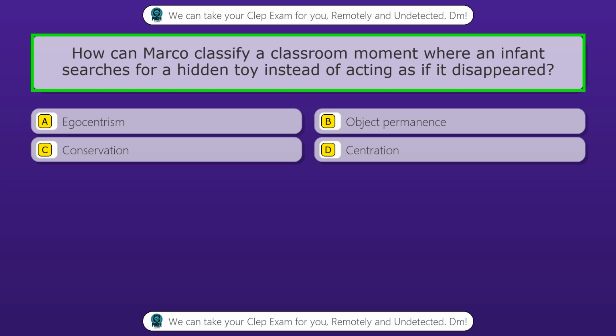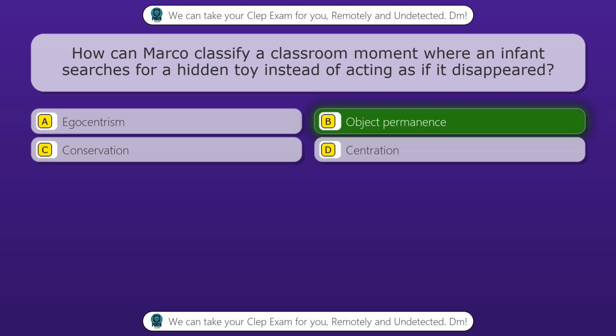Question 18. How can Marco classify a classroom moment where an infant searches for a hidden toy instead of acting as if it disappeared? Option A, egocentrism. Option B, object permanence. Option C, conservation. Option D, centration. The correct answer is option B, object permanence.